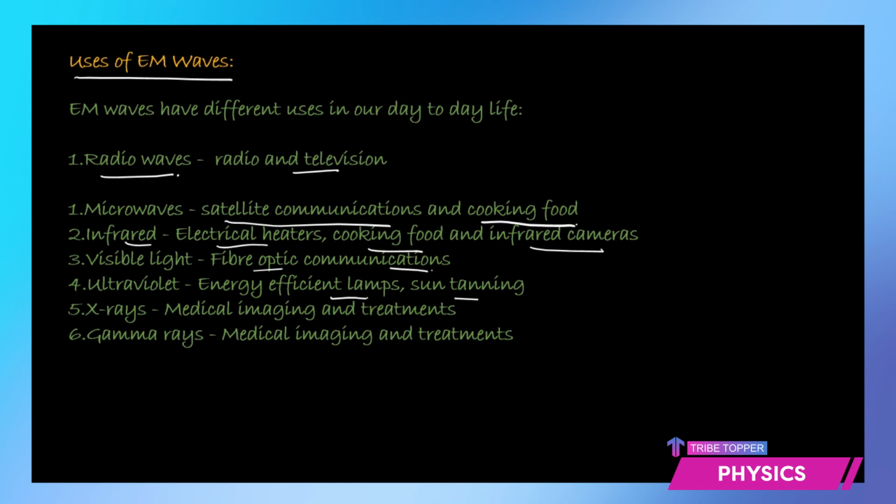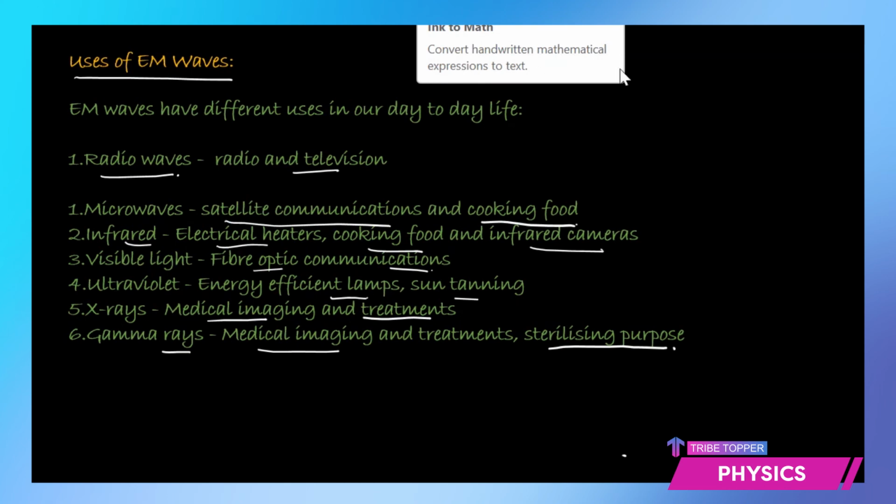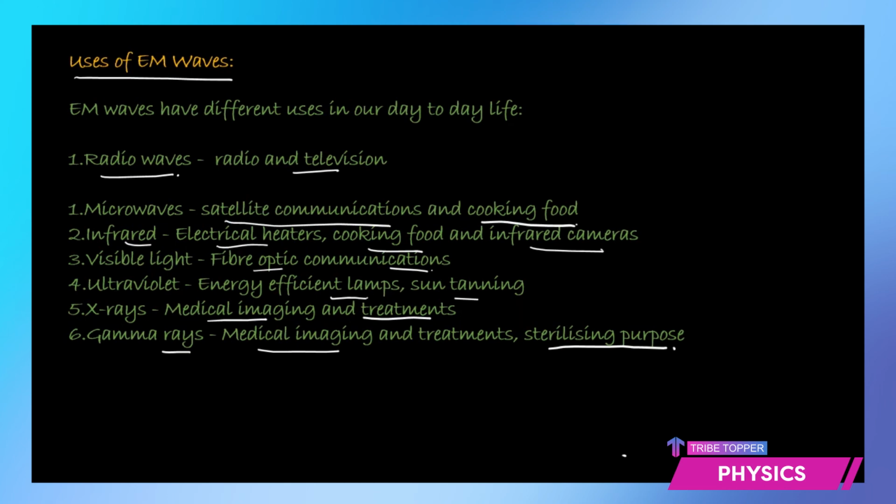And X-rays are used in medical imaging and treatments. We use X-rays to check bone fractures and so on. And the last one, gamma rays. They are also used in medical imaging and treatments, and also for sterilizing purposes. So these are a few of the uses for electromagnetic waves.